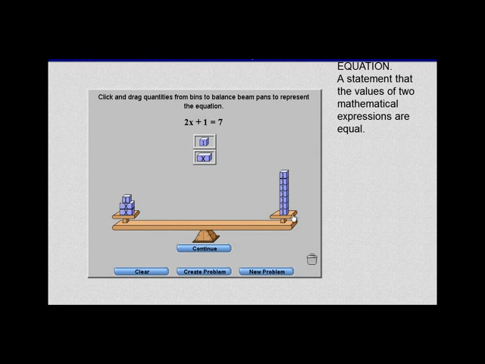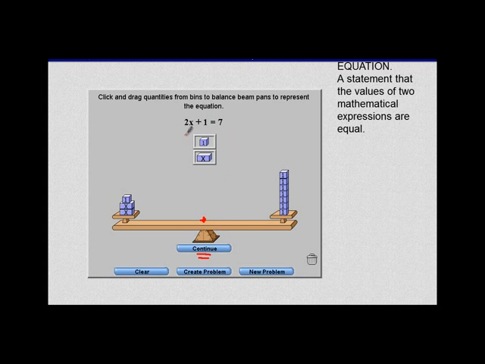So notice now that our balance beam is balanced. So we have an equality symbol. We have an equality here. And let's put the equality symbol at the fulcrum. So the fulcrum represents the point of balance. So this would be our point of balance.